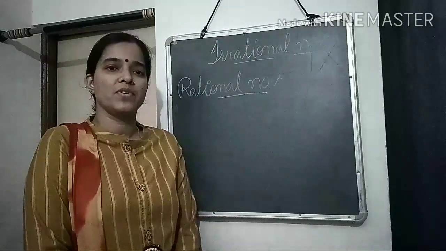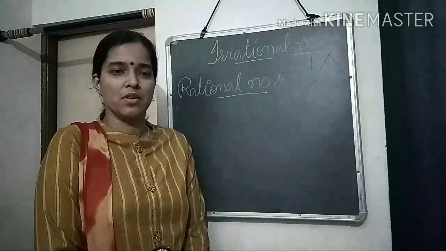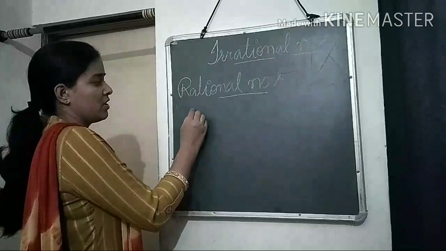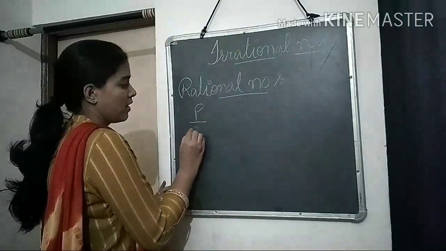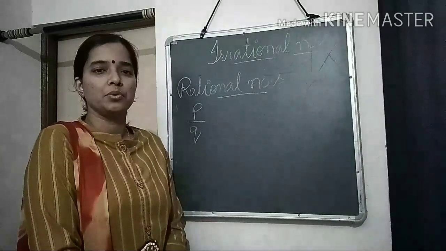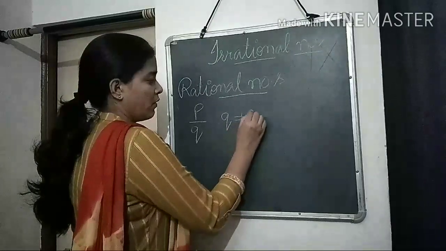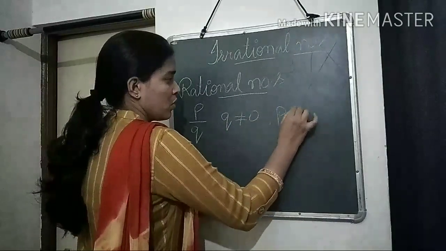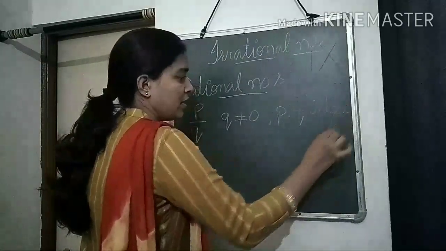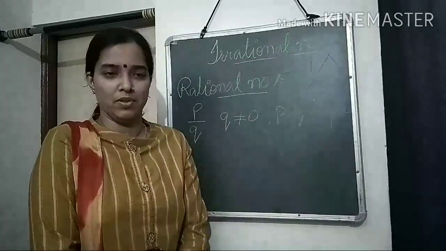So in the previous videos and classes, you have studied what rational numbers are. I just want to remind you about those things again. Rational numbers, we know, are in the form of p by q, where both p and q are integers and q is not equal to 0. You have to keep this in mind while differentiating between irrational numbers and rational numbers.